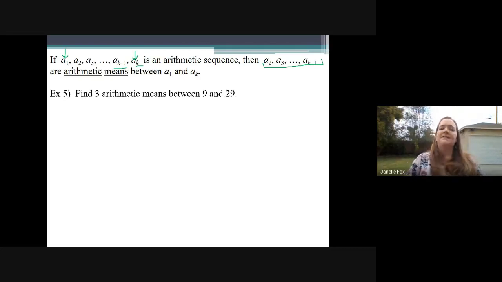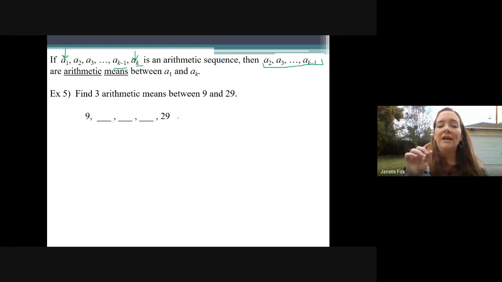Example number 5 says find 3 arithmetic means between 9 and 29. What that means is that the first term is 9, the last term is 29, and then there are 3 spots in between. I'm going to set it up. I'm going to write 9 and then put a comma, because that's what you do when you have a sequence: you separate the numbers by commas. So 9, comma, 1 space, comma, 2 space, comma, 3 space, comma, 29.